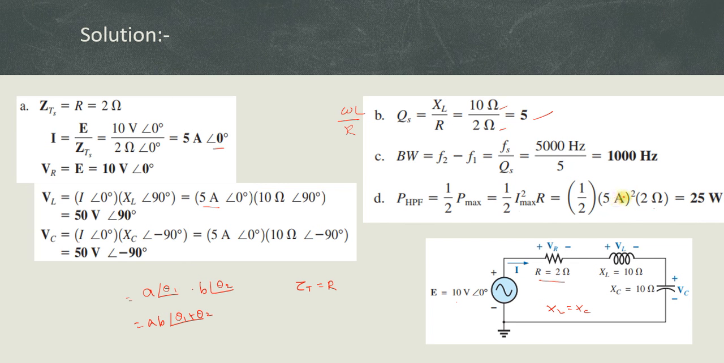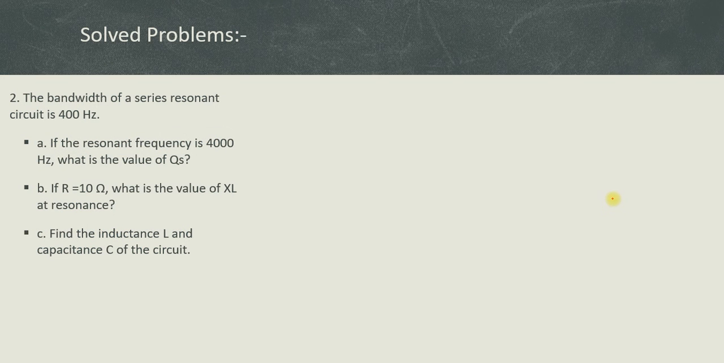Okay, so then I move on to the next problem. For the given problem, the bandwidth of the series resonance circuit, here bandwidth BW equals F2 minus F1, which is equal to 400 Hz. Okay, the resonant frequency Fs is equal to 4000 Hz. And if R equals 10 ohm, what is the value of XL? And find the value of inductance and capacitance.